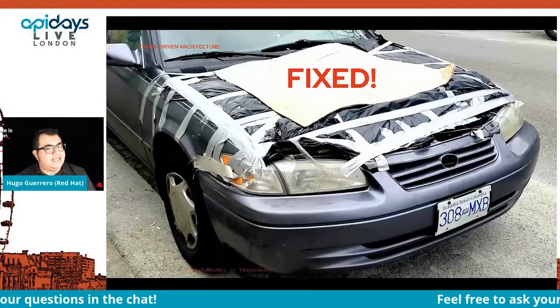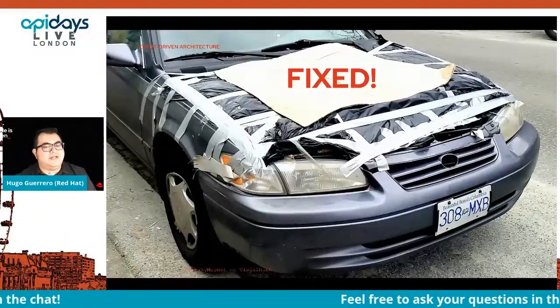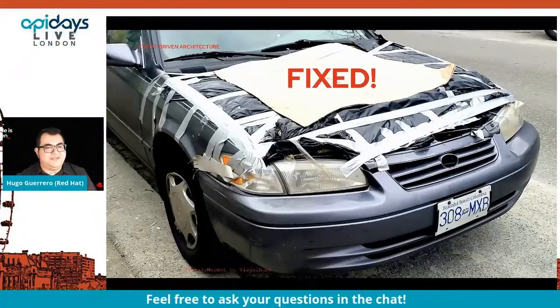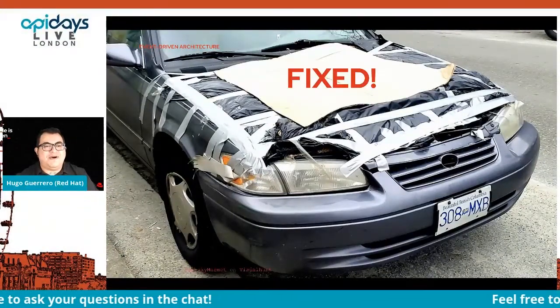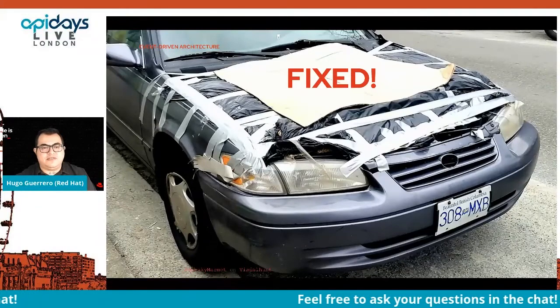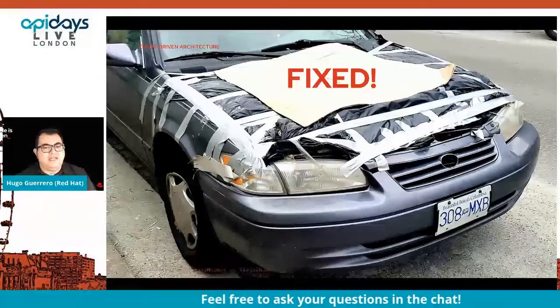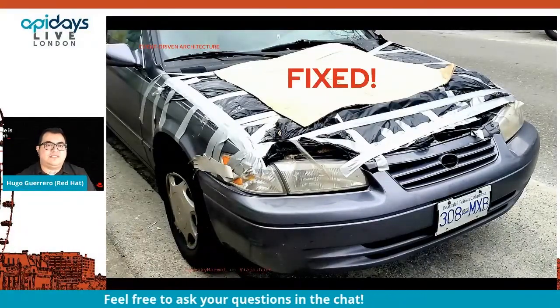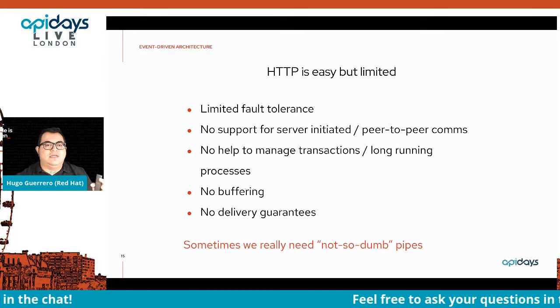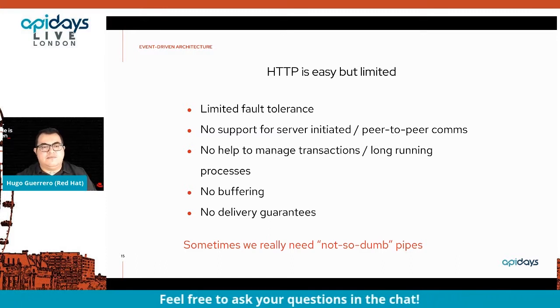So at the end, when you put everything on top of that, it looks like you fixed it, but you still see that there's something missing. There's a part that doesn't belong to the rest of the architecture. It is because HTTP is easy, but sometimes it is limited. HTTP as a protocol by itself has limited fault tolerance. It is mostly for request-response, and has no buffering.